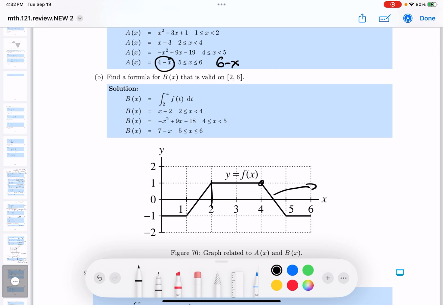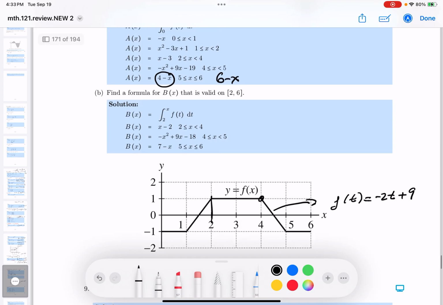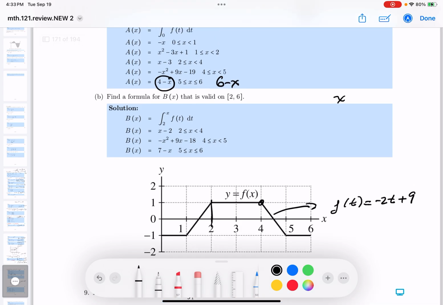By the way, I hope you remember over here, this function is a function of t, and that was minus 2t plus 9. All right, let's do the first one, and let's do when the x is greater than or equal to 2 and less than or equal to 4. Let's put the integration down. And it looks pretty easy.